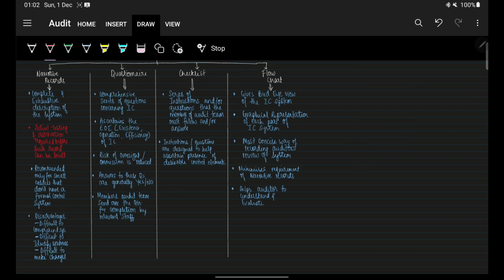Let's just start from the beginning part again. Narrative records are a complete and exhaustive description of the system. A questionnaire is a comprehensive series of questions concerning the internal control. A checklist is a series of instructions and or questions that the member of the audit team must follow and or answer. A flowchart is a graphical representation of each part of the internal control system.